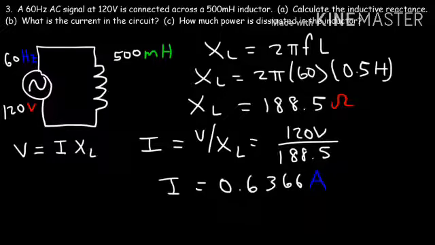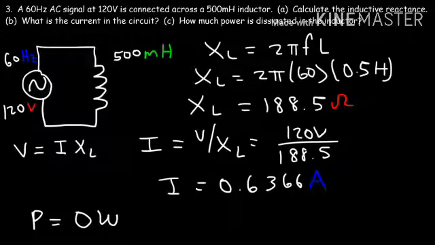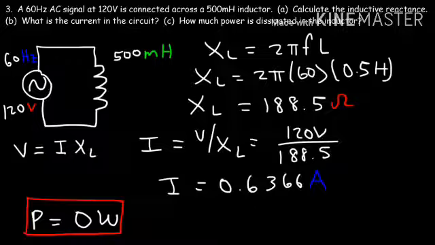Now what about part C? How much power is dissipated in the inductor? The inductor doesn't dissipate anything, so it's 0 watts. It simply stores energy temporarily in its magnetic field, and then it releases it back. And it's constantly doing it. It's constantly absorbing energy and releasing energy. So it doesn't consume energy.